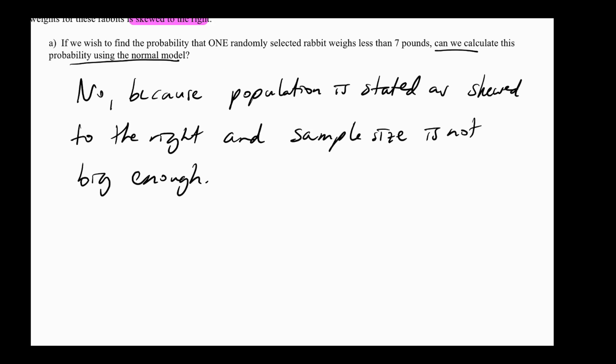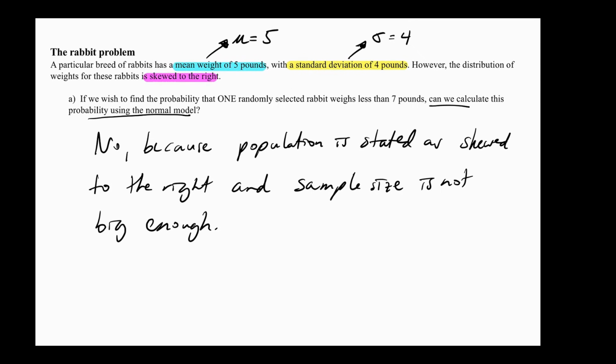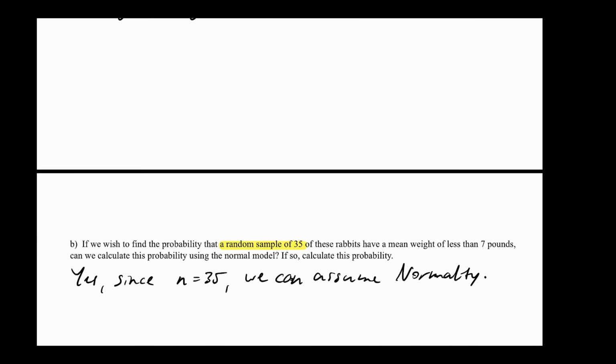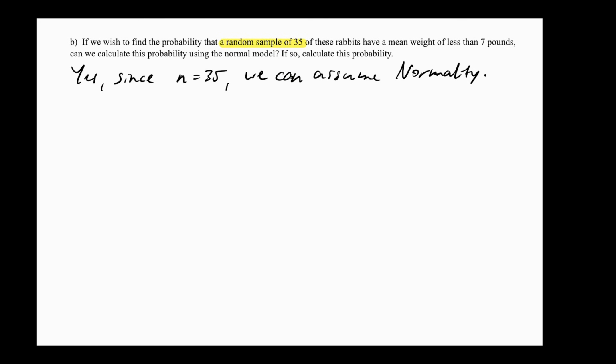So for A, we couldn't, because the population is stated as skewed to the right and the sample size is not big enough, right? We could calculate the number, but it wouldn't be accurate. B, on the other hand, we have a sample size that's big enough, so we can actually calculate the number and it will be accurate.